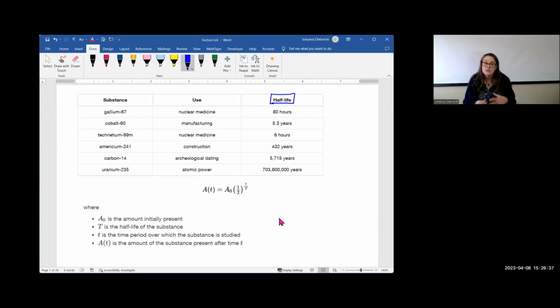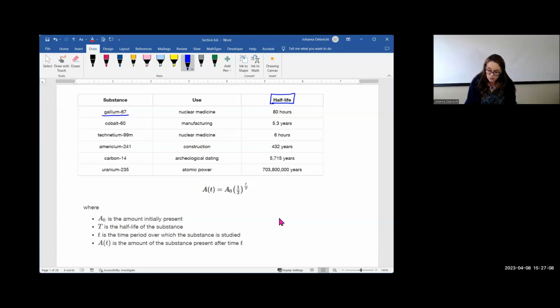And what does that mean? These are all radioactive substances. So a radioactive substance is something that, well, one, it will kill you, right? So it's dangerous to be around radioactive material for any length of time. The larger the amount of material and the longer you're exposed, the more damage is done to your body. So when we're looking at this, gallium-67, which is the first one up here in our list, has a half-life of 80 hours.